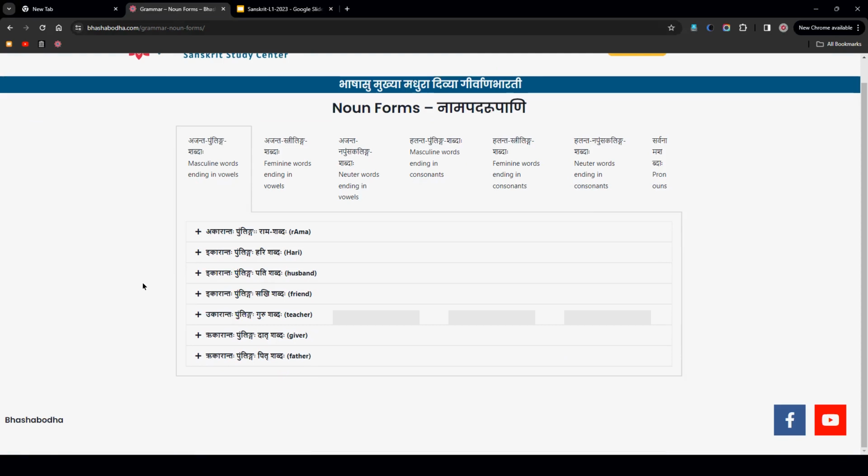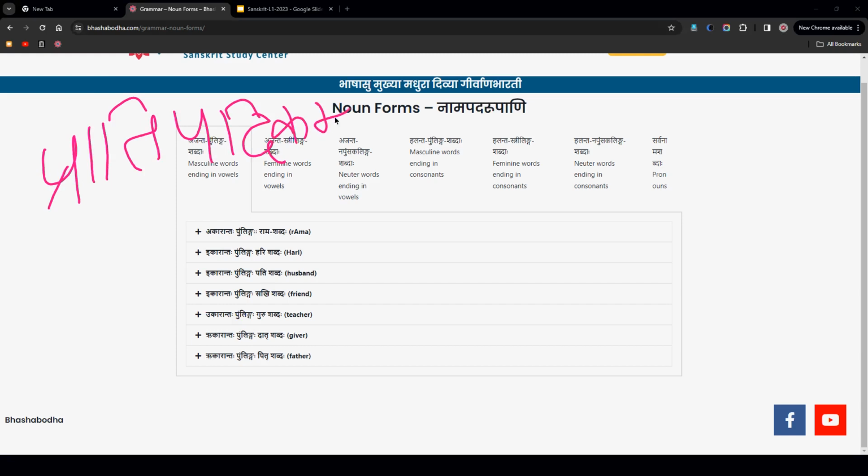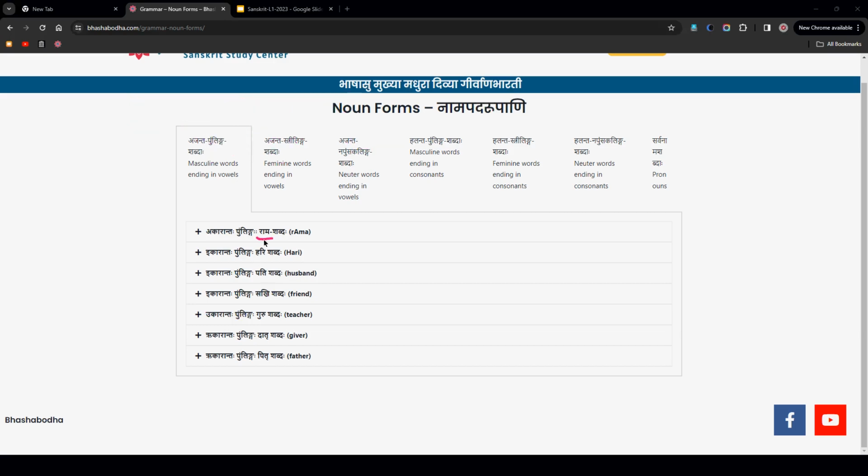So you look here, these dictionaries list the words in their base form. We call this the base form, or in Sanskritam we call it pratipadikam. Pratipadikam means the base form of a noun. And this base form of a noun cannot be directly used in language or in a sentence. So dictionaries list these base forms only, like Hari, Pati, etc.